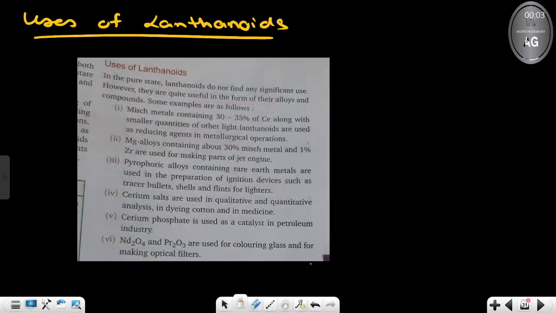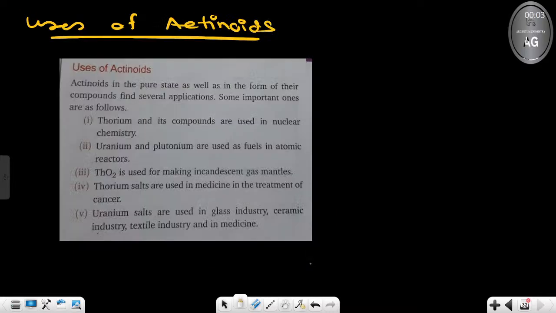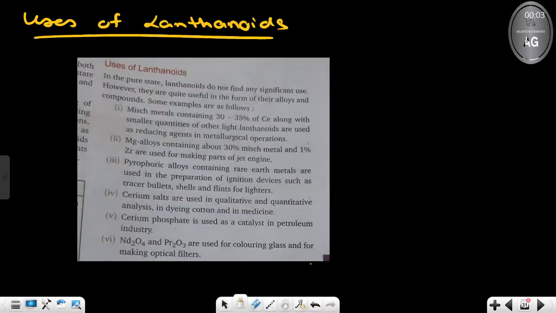Okay. Last is the uses of lanthanoids. You can see there are so many uses given. Six uses are given from your book. This is just copy and paste because I have nothing to explain. Let's just read it once. Mischmetal is basically an alloy. Mischmetal contains 30 to 35% of cerium along with smaller quantities of others. Magnesium alloys containing it are used for making parts of jet engines.